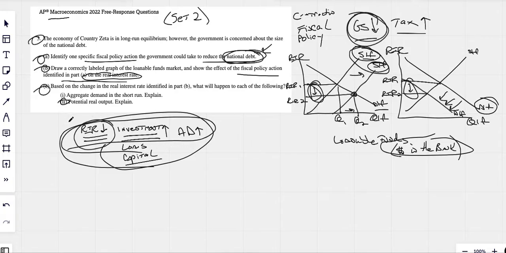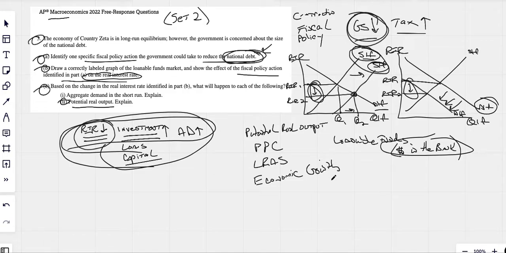Easy enough. This one's a little more complicated, but not much more. You just have to know that the College Board's being tricky here. Potential real output is the same thing as if they said, what's happening to your PPC? What's happening to your long run aggregate supply? What's happening to economic growth? These are all the same thing, right? So we just have to recognize how to answer this question. What will happen each year? So real output's going to increase, right? We know real output is going to go up in the long run, because there's more capital goods.